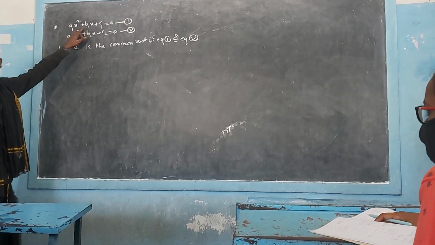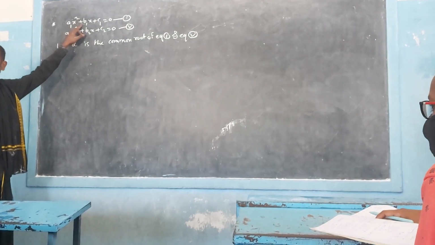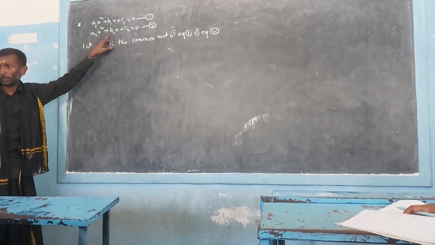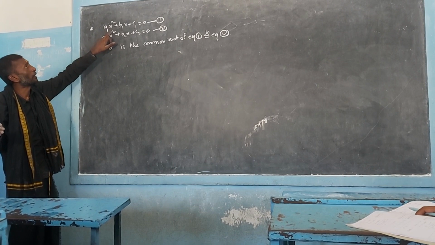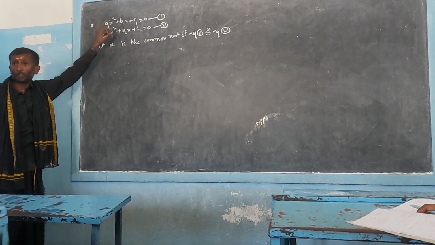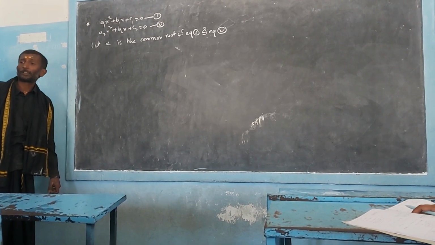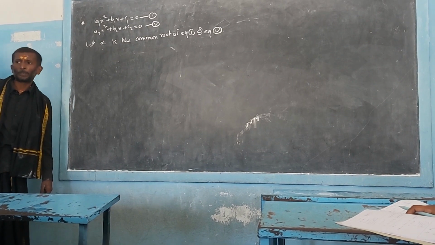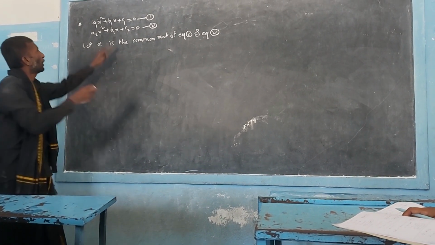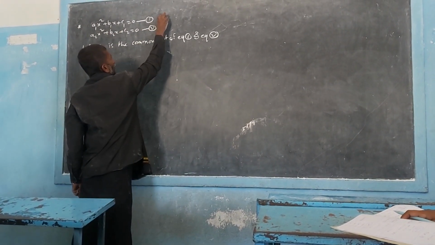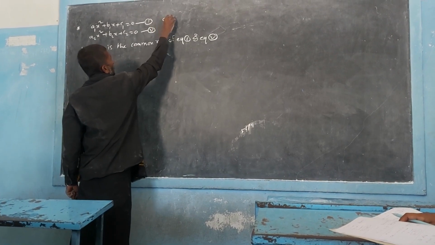So the first equation may have two roots. Definitely it will have two roots. The second equation also has two roots. Why? Because the degree of both the polynomial equations is two. Every quadratic equation will have two roots. One is alpha and the other one is beta, like that we can consider. Now I am assuming the roots of the first equation as alpha and beta.